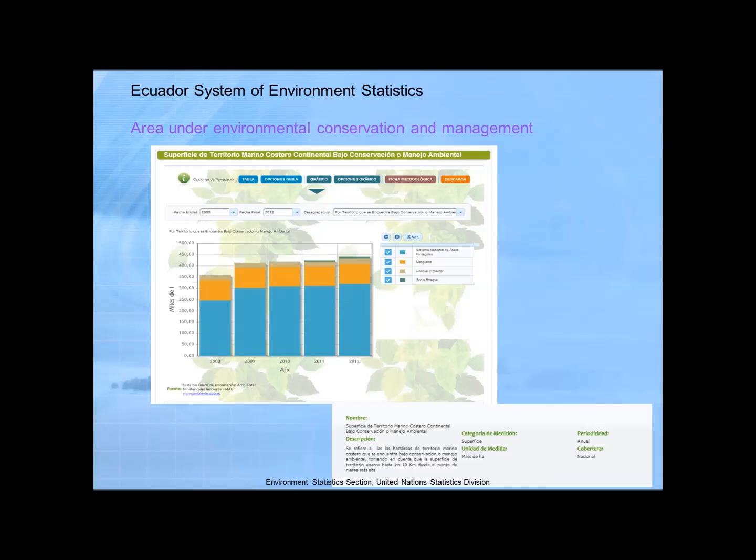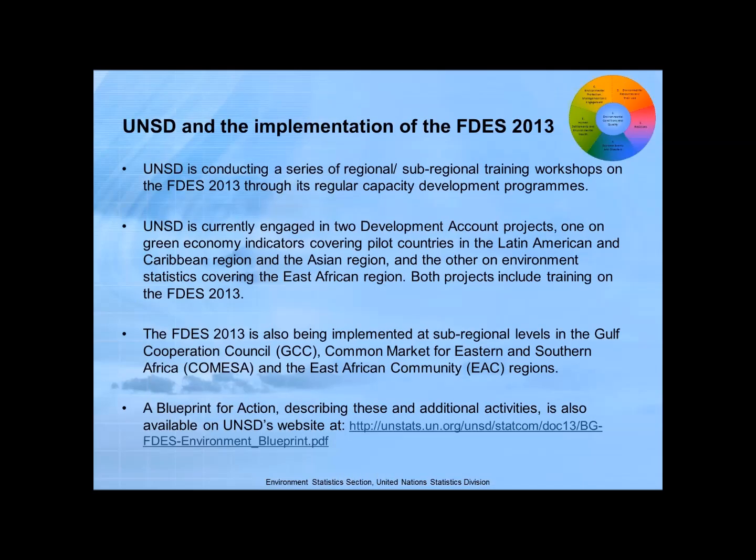And the final slide, as I think I already mentioned, we have at UNSD been conducting a series of training workshops, which we continue to do. We have 2 development account projects, one focusing on the East African region, and the other on the Latin American, Caribbean, and Asian region. And the second project, Latin American, Caribbean, and Asian region, is looking at green economy indicators, so that looks at energy, environment, and industry statistics. But both these projects are using the FDS as well.